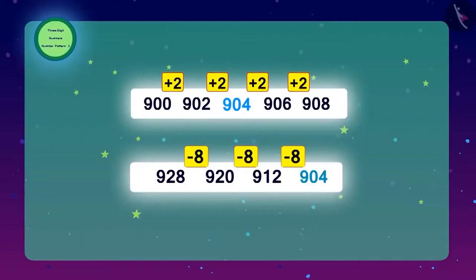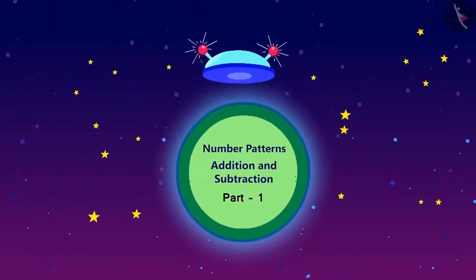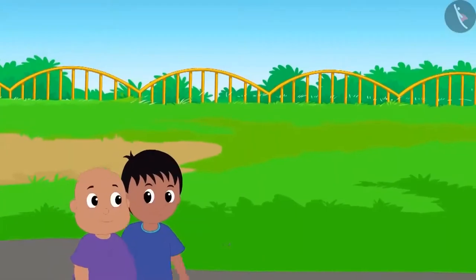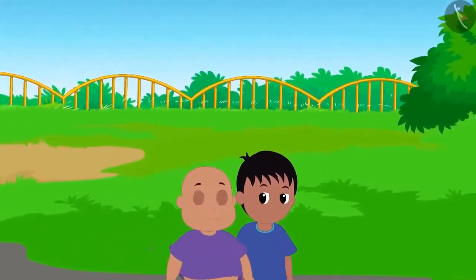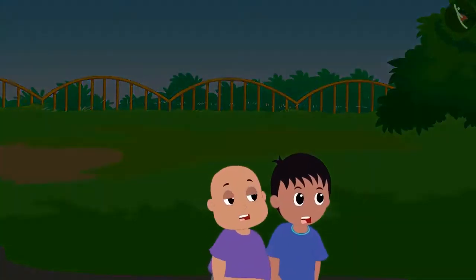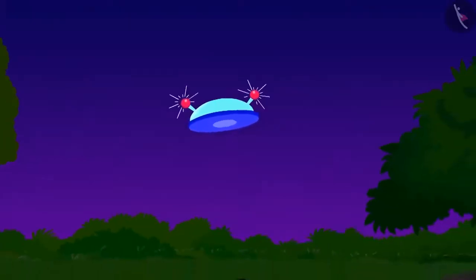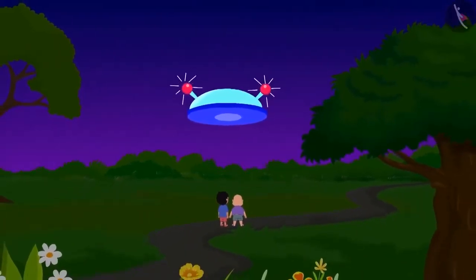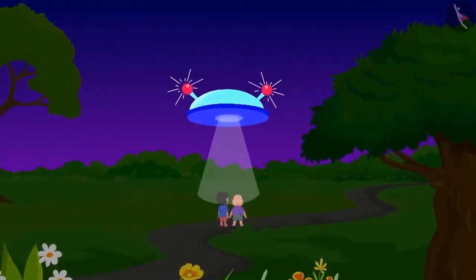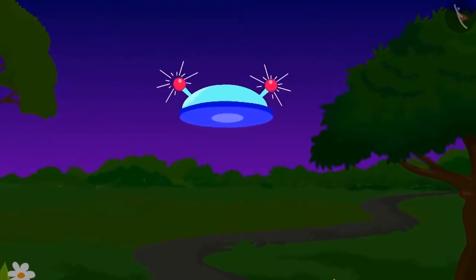Children, do you remember the number patterns learnt in lesson 2? Come, in this new lesson, let's learn more about number patterns by using addition and subtraction. Today, Raju and Bablu are walking in the park happily once again. Hey, how has it suddenly become dark? What is this? It looks like Jeev's spaceship. Oh, what is this? This time Jeev has pulled both Raju and Bablu into his spaceship.